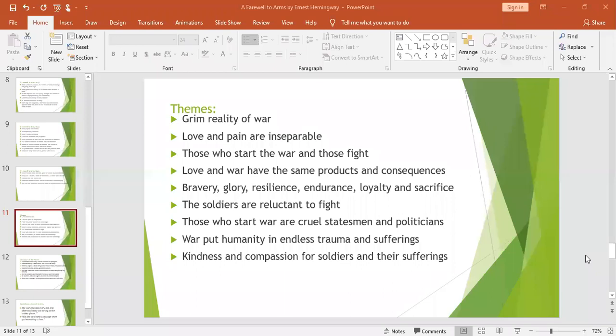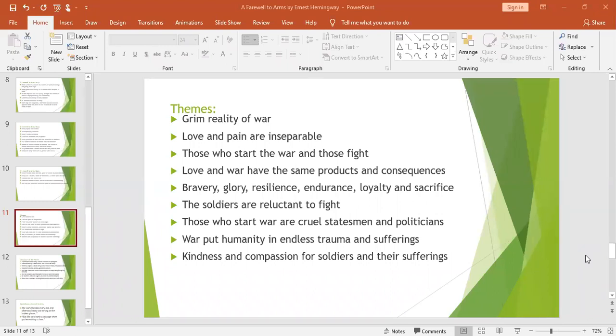As we know, when we compare these elements, they are also in love, because in love you need bravery. You love, you want to achieve love, and then there must be resilience and endurance, and then there must be loyalty, and you make sacrifices, because without sacrifice you can't have your love, you can't achieve the glory in love. So these same elements are very much there in love.